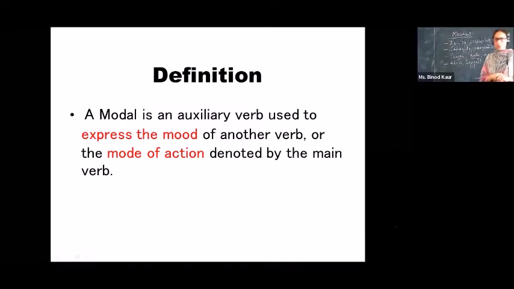It is the definition. A modal is an auxiliary verb. It is a category of verb, an auxiliary verb used to express the mood of another verb or the mode of action denoted by the main verb. So it is auxiliary, it is going to help the main verb to express the mood in a sentence.